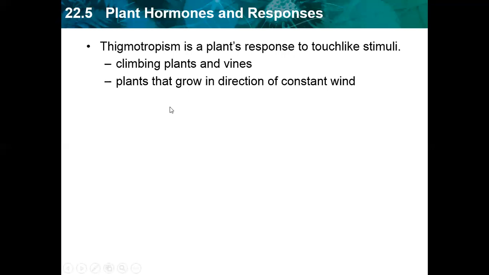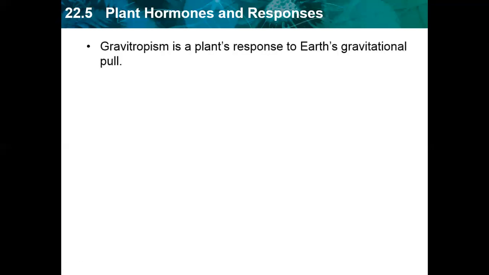So for plants that grow in the direction of constant wind, for example, let's say you always have wind blowing in the same direction at all times, due to the contact of the wind on that plant, the plant will grow towards the direction of the wind. Another one is gravitropism.